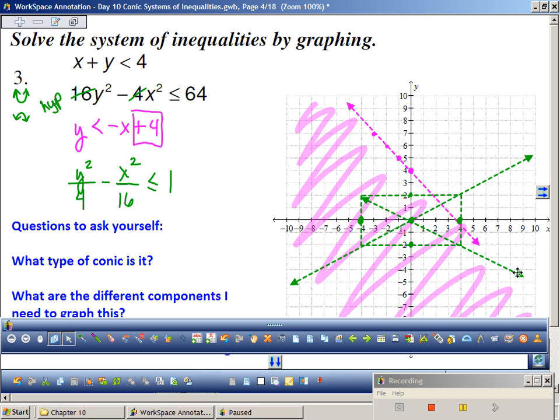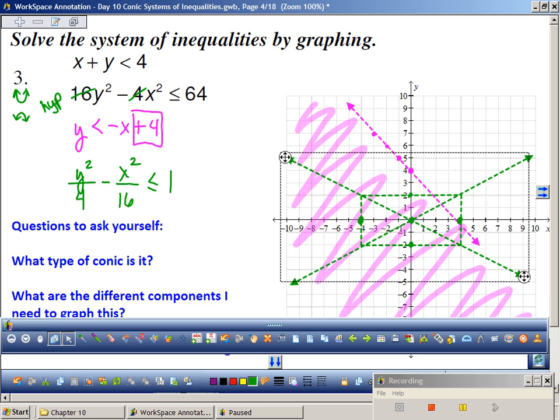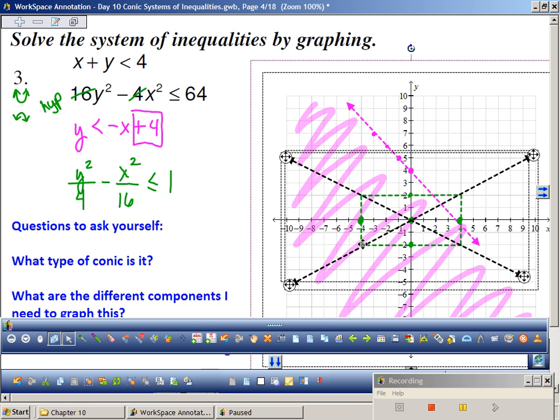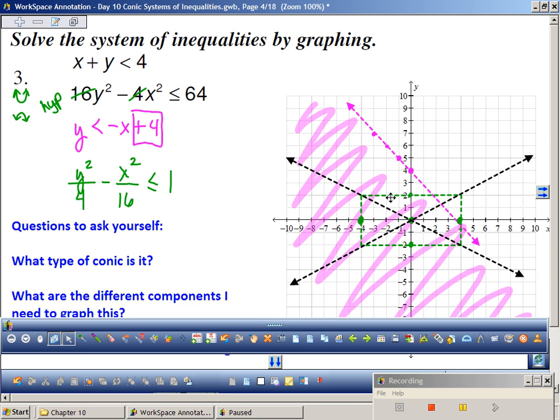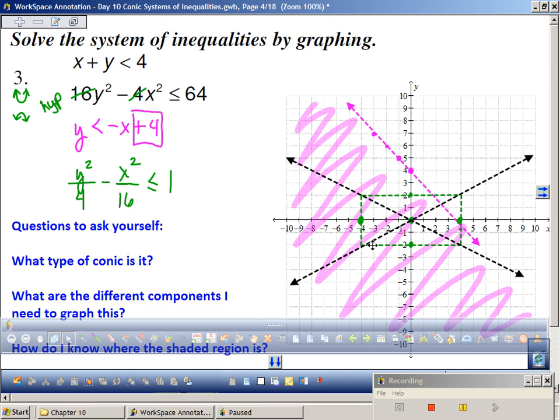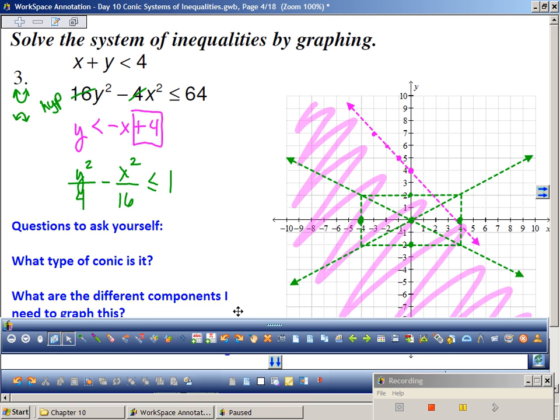Maybe we should make everything that's not part of the graph black. What do you think? Yeah, you guys need colored pencils. I'm learning something here. Okay, I'll make the hyperbolas red, yeah? Or black? Black? Yeah. Okay, so now we know it's supposed to look like this, right?